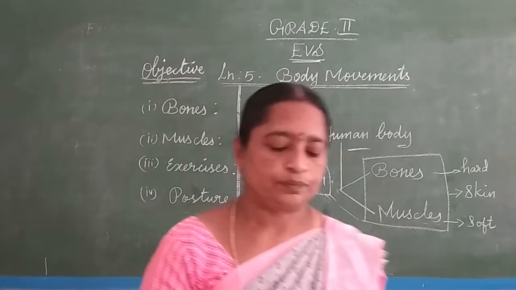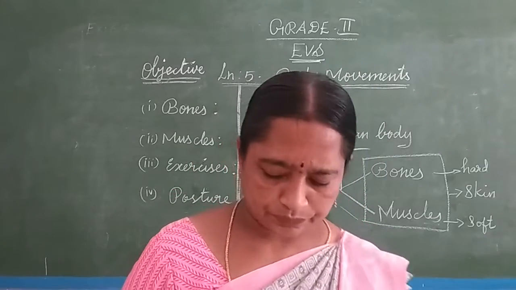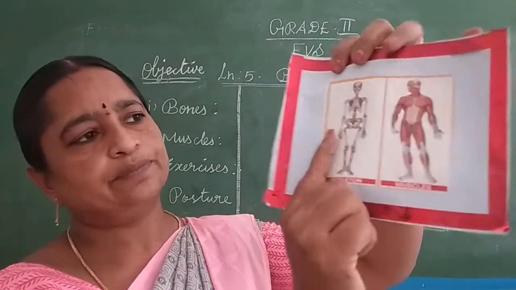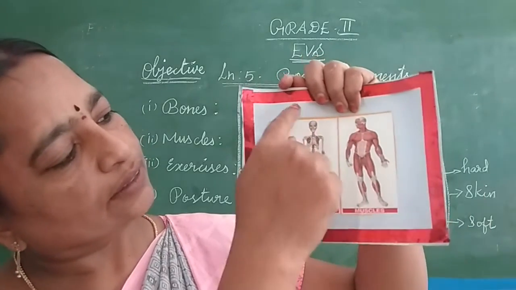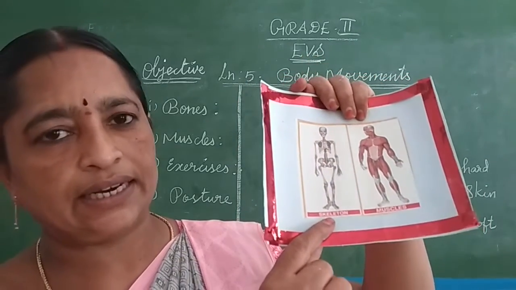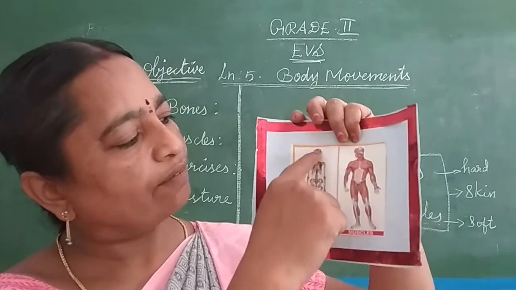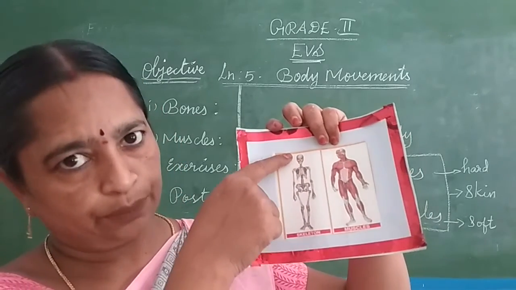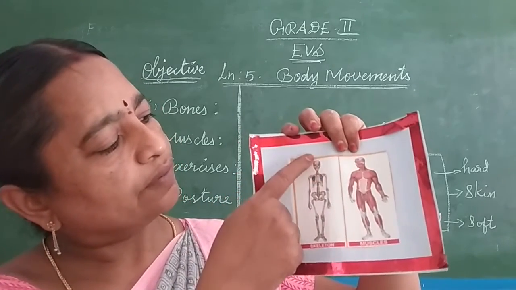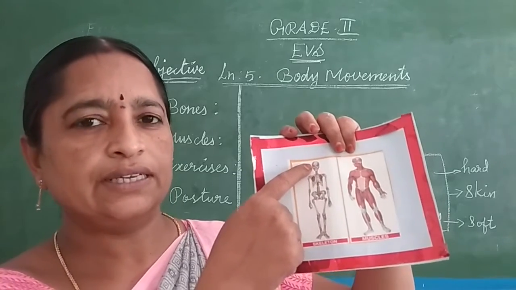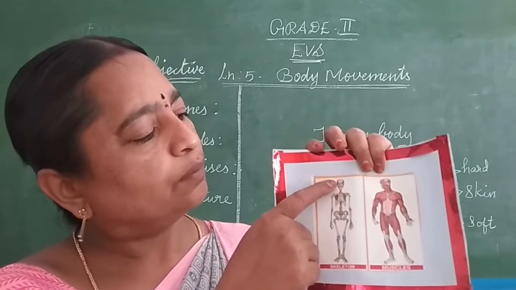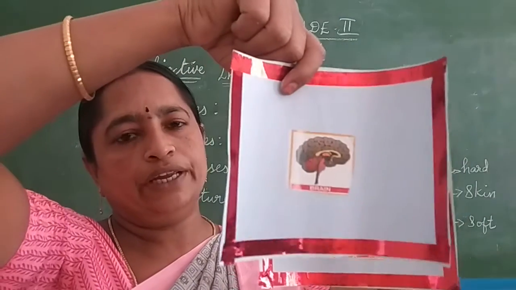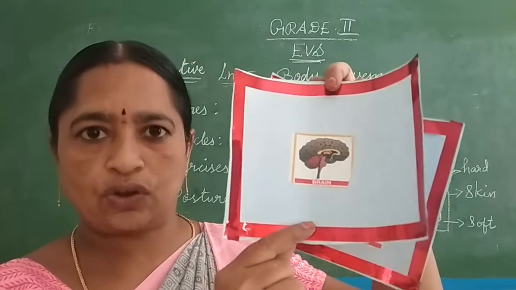You see in this chart, in this picture, this is called bones, the skeleton. We have 206 bones in our body. This is the head bone, which is the skull. What does it mean? It's a skull. Here we have the brain. This is an important part of our body, and the brain is a very soft part.